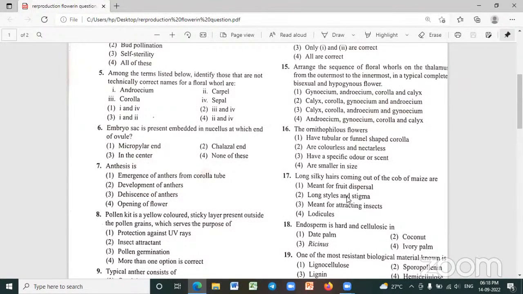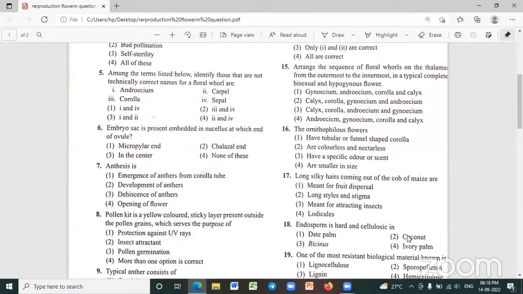So the long tail and the stigma is the correct one for the long silky hair coming out of the cob of the maize. Okay, and the 18th one: you already know that endosperm is hard and cellulosic. Endosperm is very hard in nature. Once again, repeat for you: it is endosperm, not endoderm.